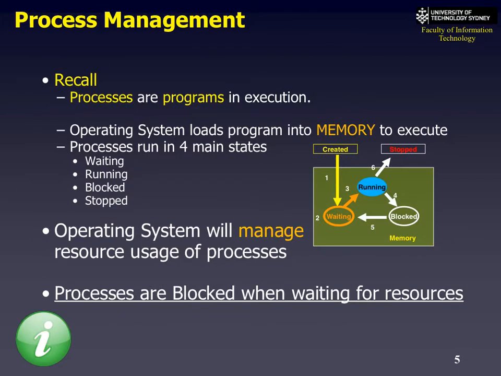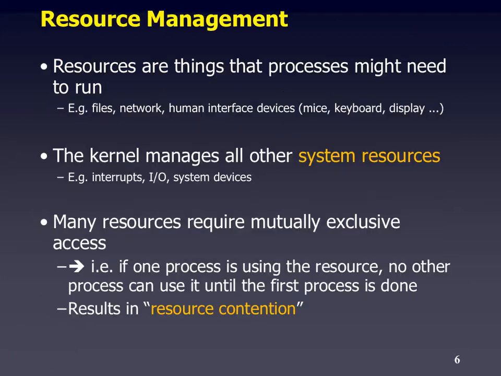As you recall, processes are programs in execution, and the operating system loads this program into memory and executes a process until it's waiting or blocked. And when it's blocked, typically it's waiting for some resource. Just a quick definition of what a resource is. Resources are things that processes might need. For example, files or data, network information. It might need interaction with humans via a mouse, keyboard, display or something like that.